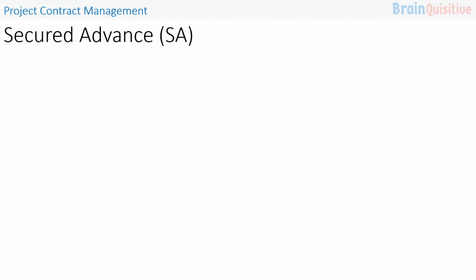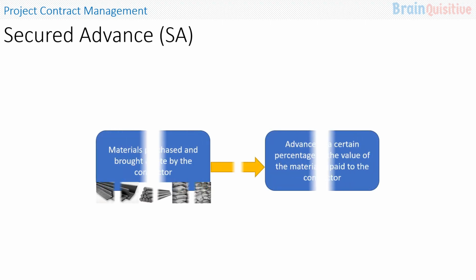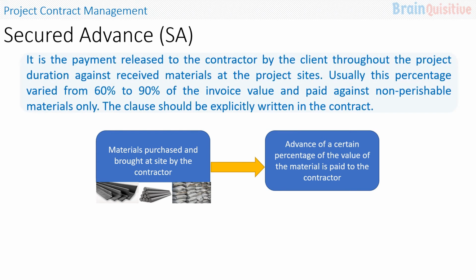Now we will discuss the secured advance. What is a secured advance? When the materials are purchased and brought to the site by the contractor, then in certain contracts, an advance of a certain percentage of the value of the material is paid to the contractor by the client.